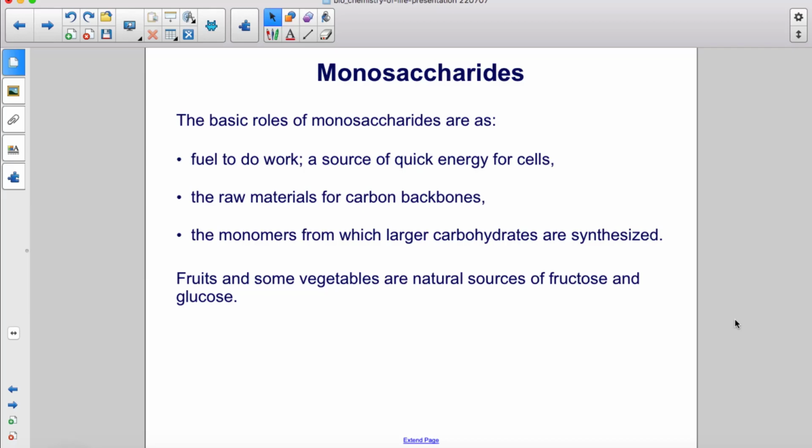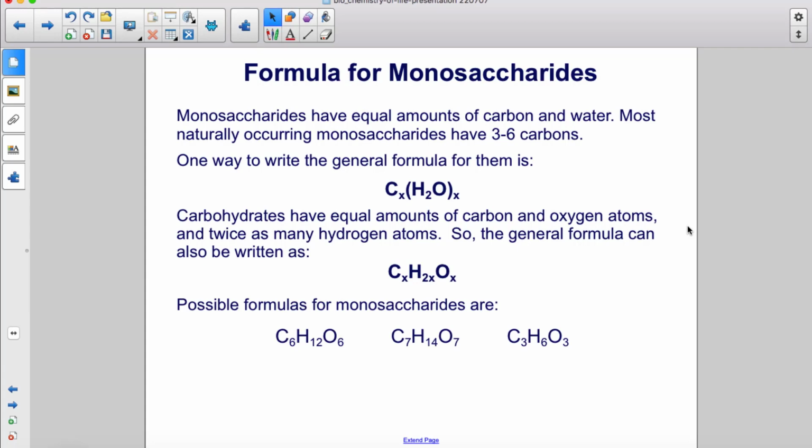Fruits and some vegetables are natural sources of fructose and glucose. Monosaccharides have equal amounts of carbon and water. Most naturally occurring monosaccharides have 3 to 6 carbons. One way to write the general formula for them is C sub X H2O sub X. Carbohydrates have equal amounts of carbon and oxygen atoms and twice as many hydrogen atoms, so the general formula can also be written as C sub X H sub 2X O sub X.